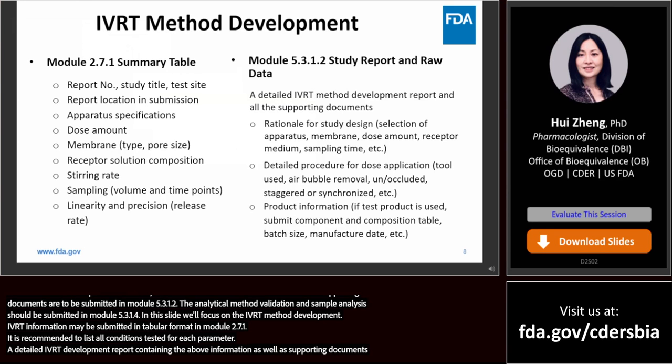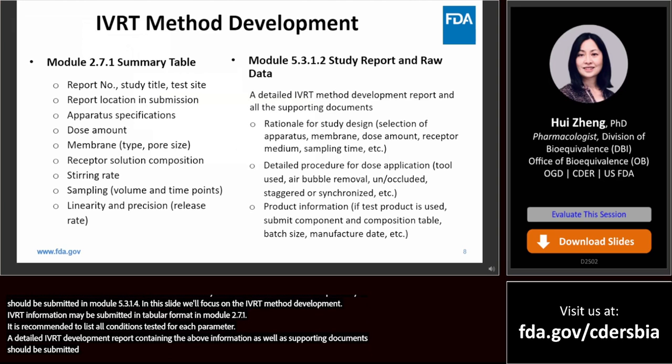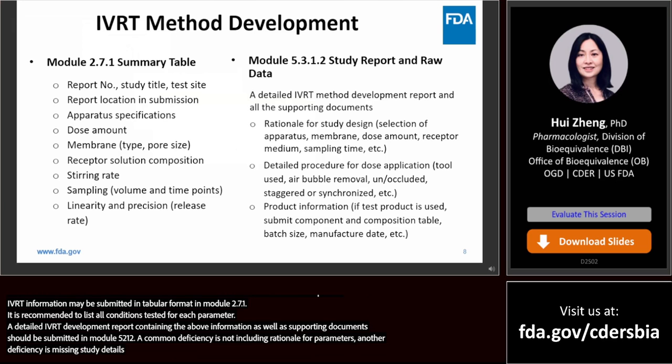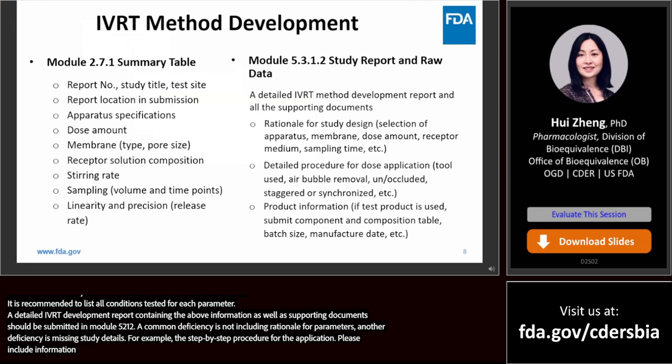5.3.1.2. One of the common deficiencies is that applicants described all the parameters they had tested, but did not include any rationale for the selection of parameters. Another deficiency is missing study details in the report, for example, the stepwise procedure for dose application. Please include information such as the tool you use in the dose application, whether the dosing chamber is occluded or not, is dosing staggered or sampling synchronized, or vice versa.